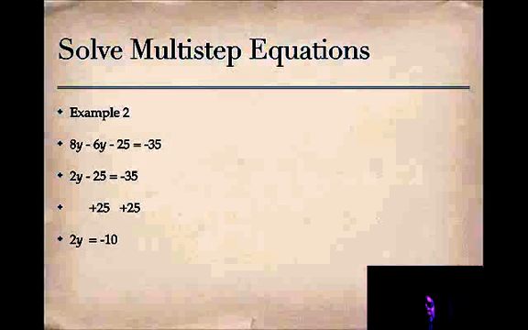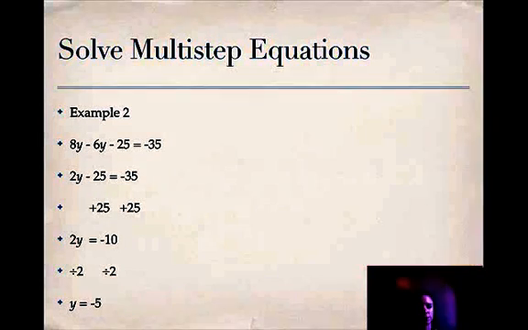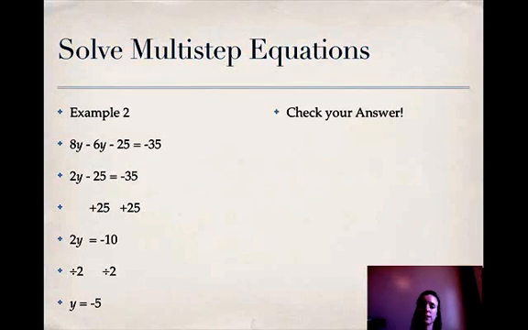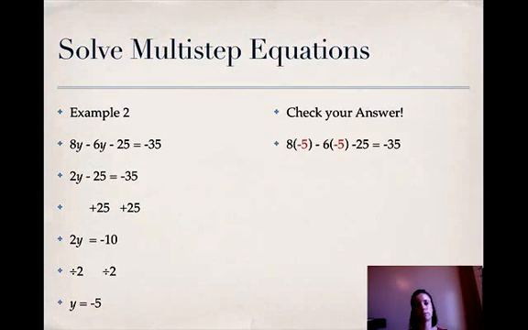Remember that 2y means 2 times y. I do the opposite of multiplication, which is division. So I divide on both sides by 2. And that gives me y equals negative 5. I need to check my answer. So I plug in negative 5 wherever I saw y. Always go back to your original equation, because that way you haven't made any mistakes with it. So it becomes 8 times negative 5 minus 6 times negative 5 minus 25. It should equal negative 35.